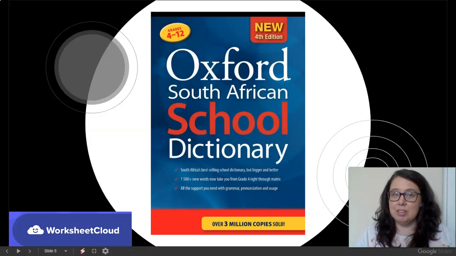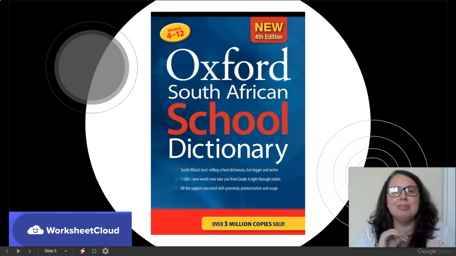I'm sure you all have seen a dictionary. I hope you have. This might be the very version that you use in your class. It is the Oxford South African School Dictionary. Generally, it's revised quite often and reprinted. Otherwise, online versions are kept very much up to date.